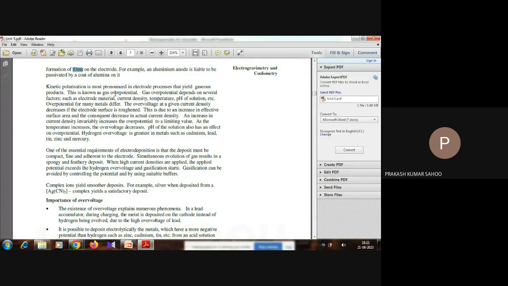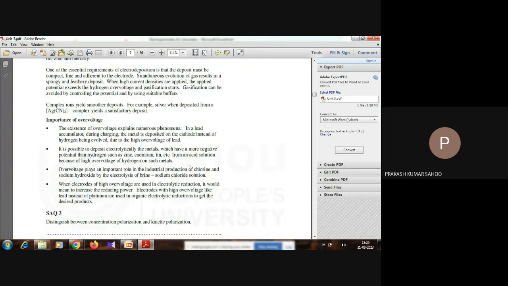Kinetic polarization is most pronounced in electrode processes that yield gaseous products. This is known as gas over potential. So you have to remember this thing. Gas over potential depends on several factors like electrode material, current density, temperature, pH. Over potential for many metals differs. The over voltage at a given current density decreases as the electrode surface is roughened. So these are just surface phenomena. Then the importance of over voltage: the existence of over voltage explains numerous phenomena. In a lead accumulator, during charging, the metal is deposited on the cathode instead of hydrogen being evolved, due to the high over voltage of lead.